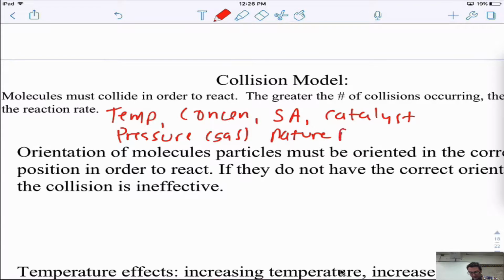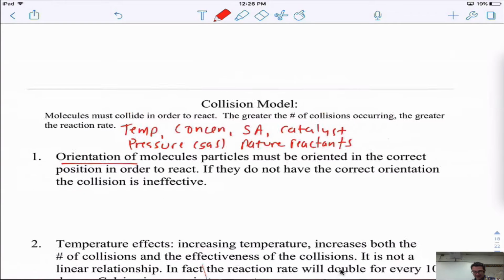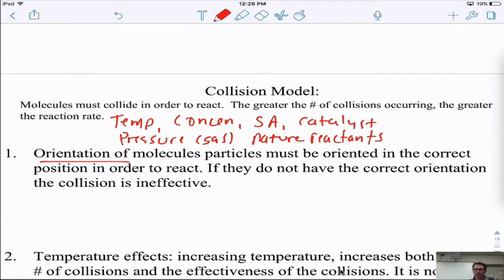And the nature of the reactants becomes really important because when we talk about bond strength and how easy it is to break the bonds, that's where that factor really comes in. So when we think about particles colliding, they need to collide in the correct orientation. This mainly means that they have to be in the proper position in order to react. If they're not in the correct orientation, then they will collide ineffectively. We want the collision to be effective, meaning that it has the proper orientation.